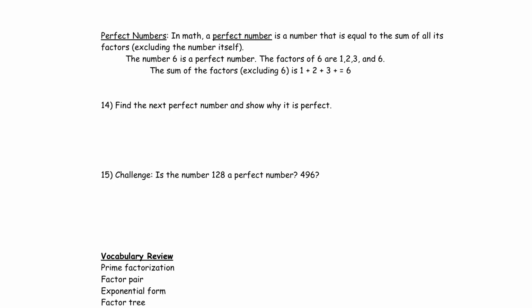On this last page, this is a bonus activity. Perfect numbers. In math, a perfect number is a number that is equal to the sum of all of its factors, excluding the number itself. For example, the number 6 is a perfect number. The factors of 6 are 1, 2, 3, and 6. The sum of the factors, excluding 6, is 1, 2, and 3. 1 plus 2 plus 3 is equal to 6. Therefore, it is called a perfect number.